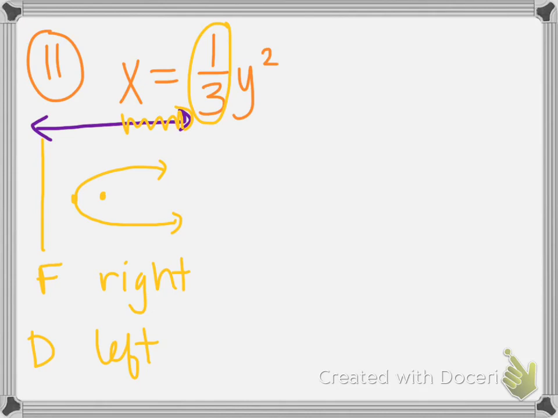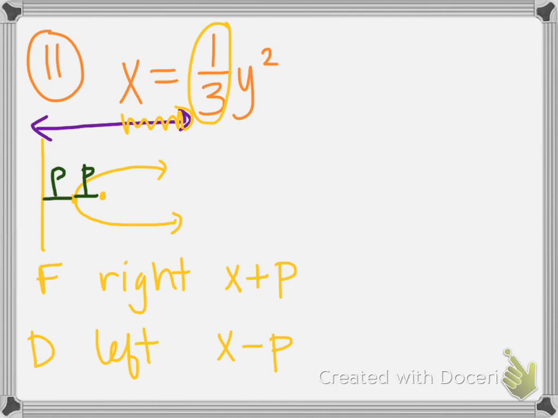So if I'm moving right and left, I'm talking about x values. And if I move to the right, I'm going to add. If I move to the left, I'm going to subtract. And we always add or subtract p because that's the focal length, the distance from the vertex to the focus or from the vertex to the directrix. So now I've got to determine what my vertex is and what my p-value is.